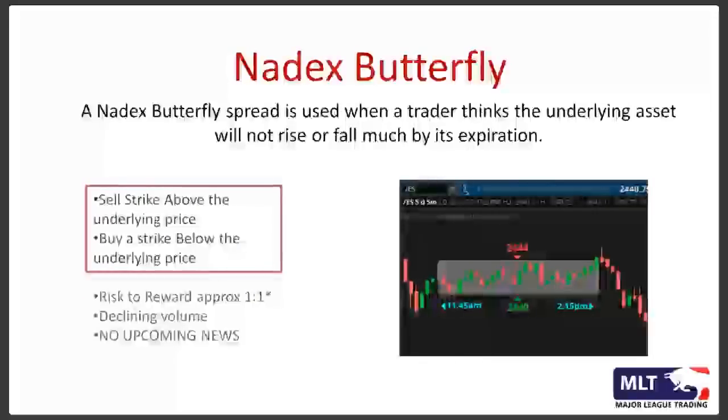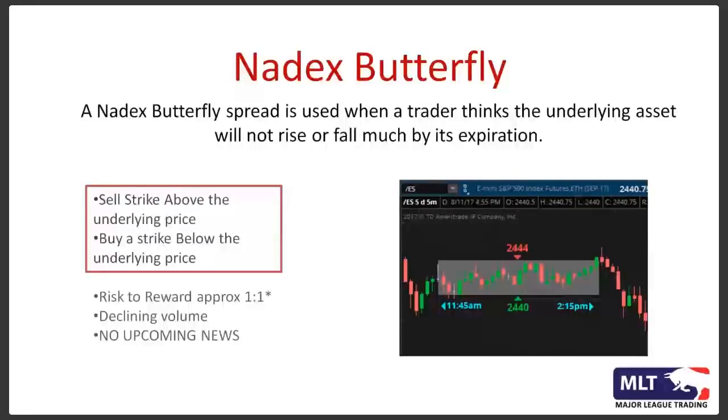Here's an example, and again, this was a live example. I did the same thing. I sold the strike price above and I bought the one below. A lot of these trades are typically 1-to-1. I'm risking anywhere from $40 to $50 and I'm shooting to make anywhere from $50 to $60. Now remember, no upcoming news. And I'm also looking for declining volume. Why I'm looking for declining volume in this type of trading is because I don't want a lot of people in the market. When there's not a lot of people, not a lot of stuff happens.